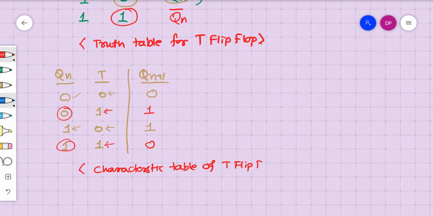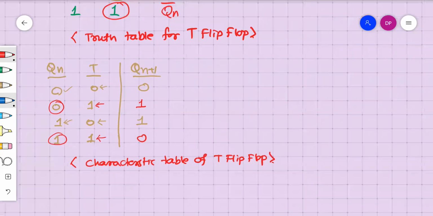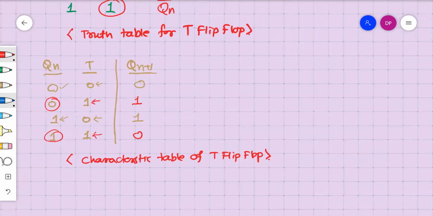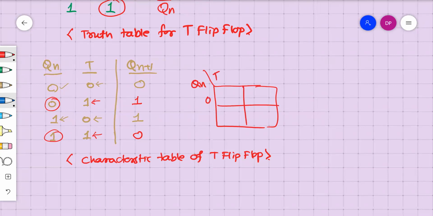Similarly, you can make the excitation table. Out of this characteristic table, you can give an expression to Qn+1 easily. So you see Qn+1, it's a two variable problem. You have Qn here, you have T here. 0 1, 0 1 if you take. So where do you have 1? When Qn is 0 and T is 1 here, and 1 0 over here.